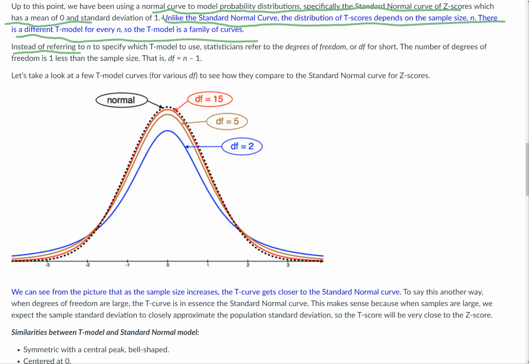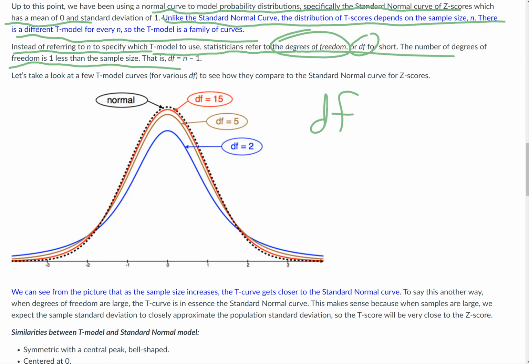Instead of referring to n to specify which t model to use, statisticians refer to the degrees of freedom, or df for short. The number of degrees of freedom is one less than the sample size. That is, degrees of freedom, df, is the sample size minus one.